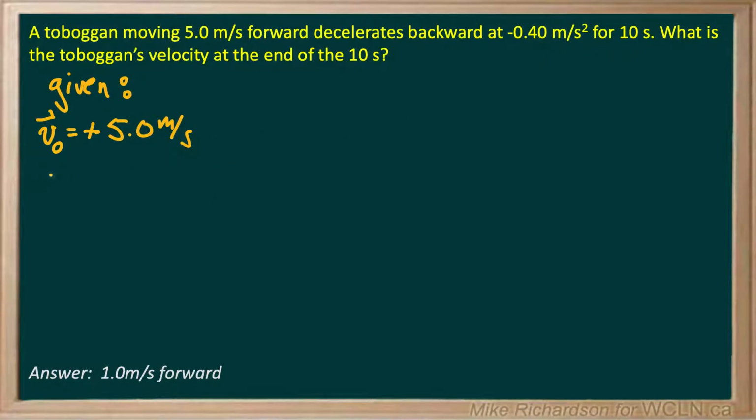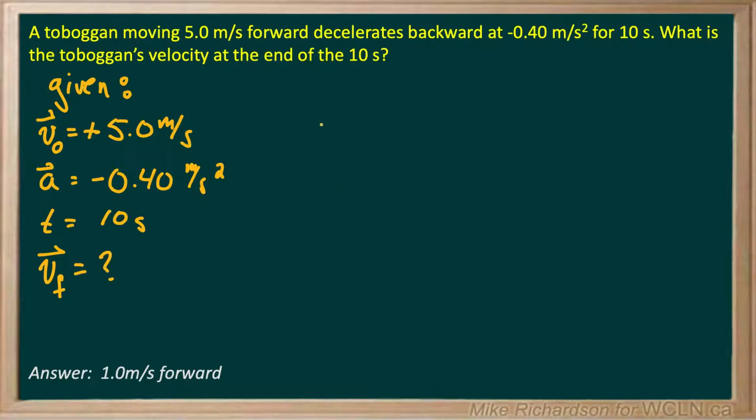So his acceleration is negative, so to the left, 0.40 meters per second squared. And this acceleration is constant for 10 seconds. And we want to know the toboggan's final velocity after 10 seconds. We're trying to figure out V F.